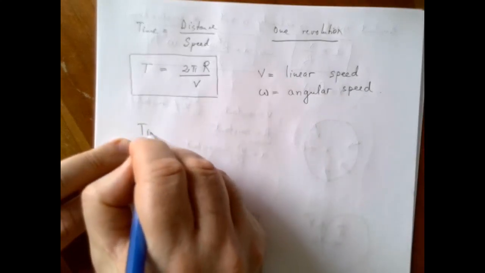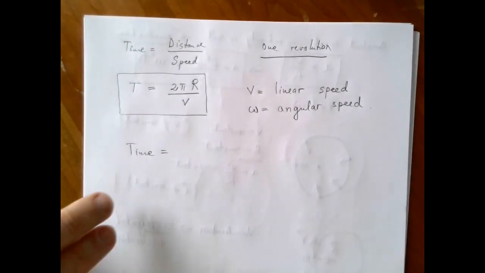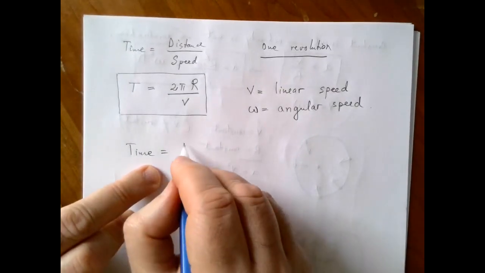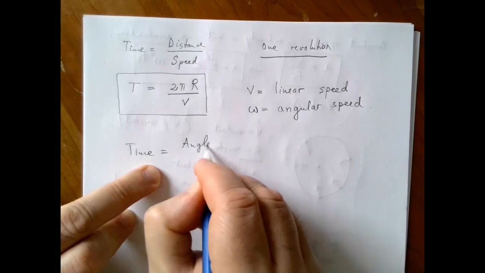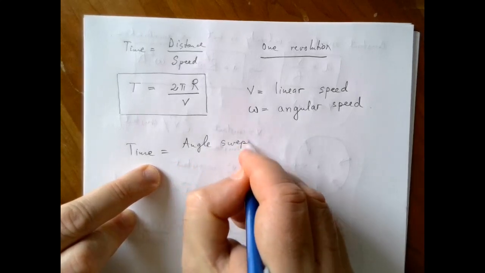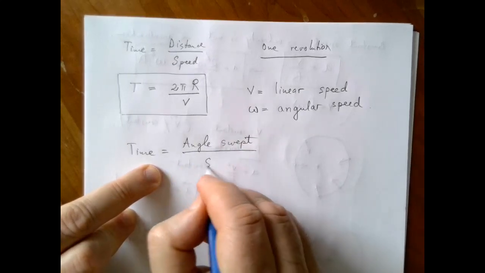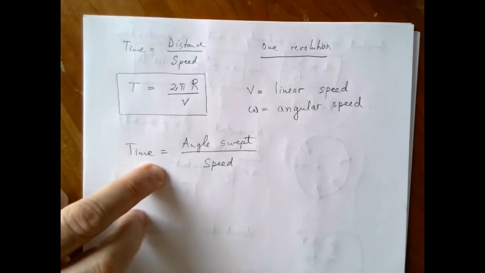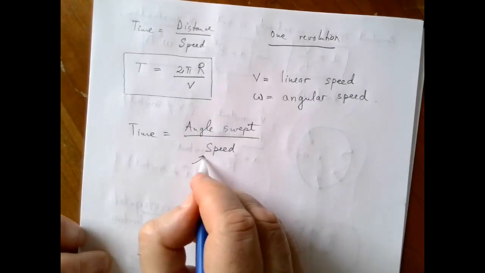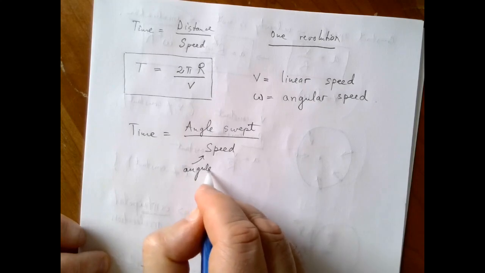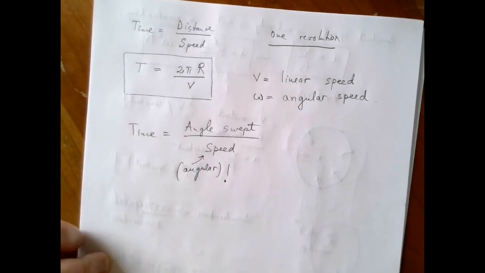Or we can look at the same expression, time, but instead of distance, we can say the angle swept divided by speed. But now we have to be very careful. It's going to be the angular speed.